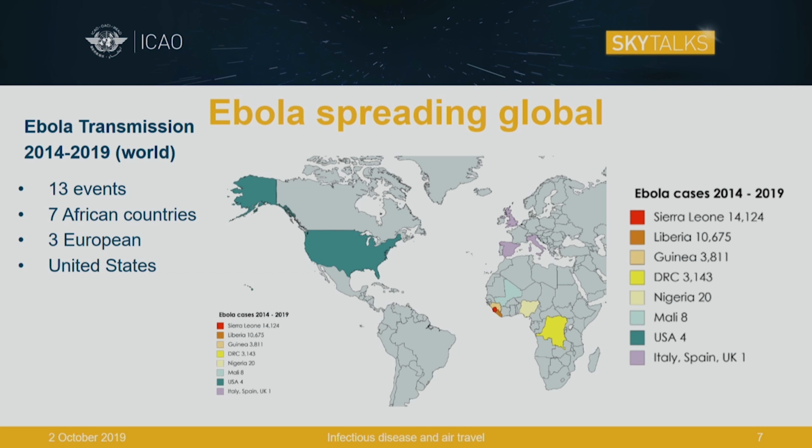And the alarming thing is, if you look at the cases, so Sierra Leone, we have 14,000 cases over a period of 5 years. At the moment, we have an outbreak ongoing in Democratic Republic of Congo. We have a count now of 3,000. It is still escalating. The problem with Ebola in the Congo at the moment is it's not just the disease. There are many other factors.